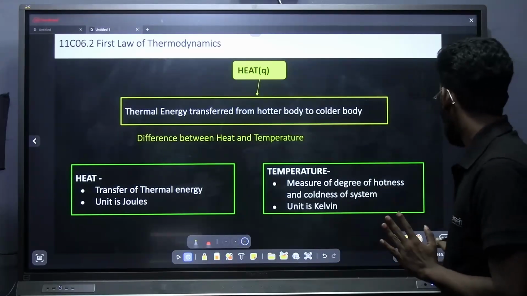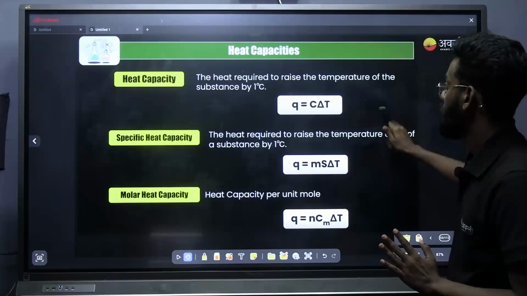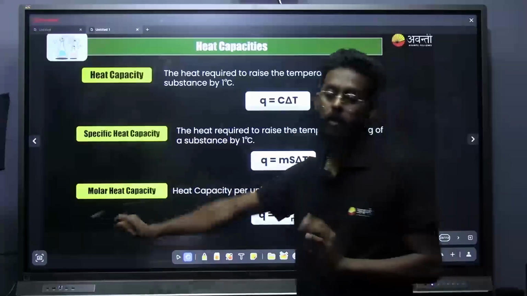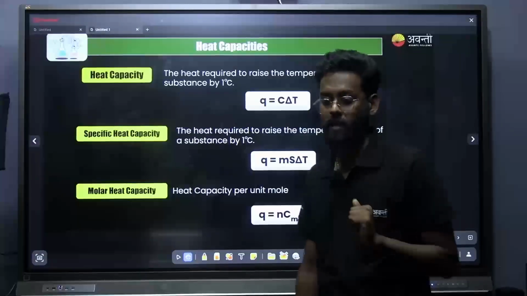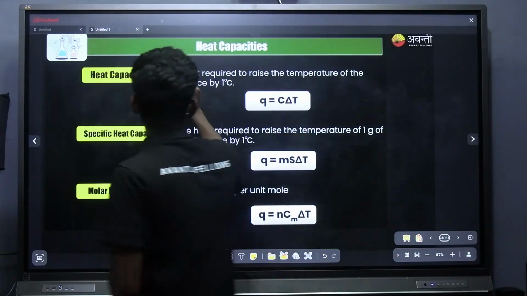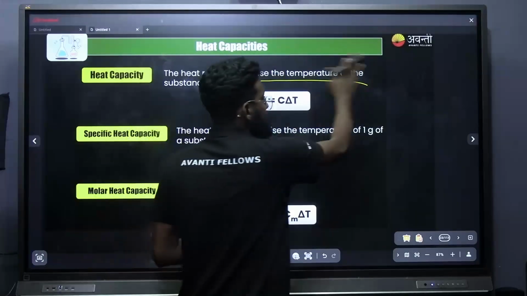Okay. Now what is the main thing related to heat? That is heat capacity. What is heat capacity? These three are very important. I will be explaining it. First of all, if I ask you what heat capacity is, it is the heat required to raise the temperature of a substance by 1 degree Celsius.